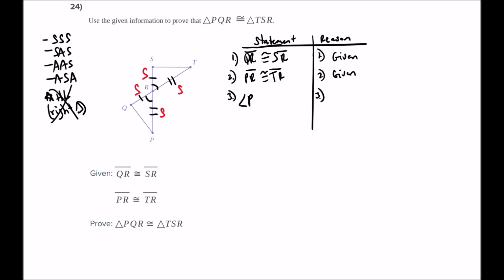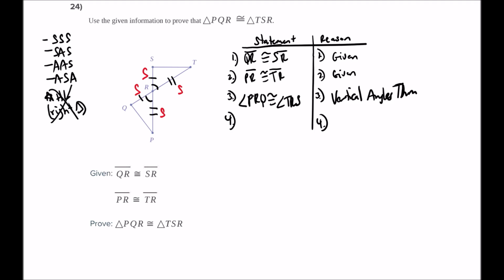We're going to say angle PRQ is congruent. This is PRQ right there. And we're going to say that that's congruent to angle TRS. All right, so that's what we're going to say, and that's because of vertical angles. Vertical angles theorem, or property, or whatever you want to call it. Okay, vertical angles theorem.